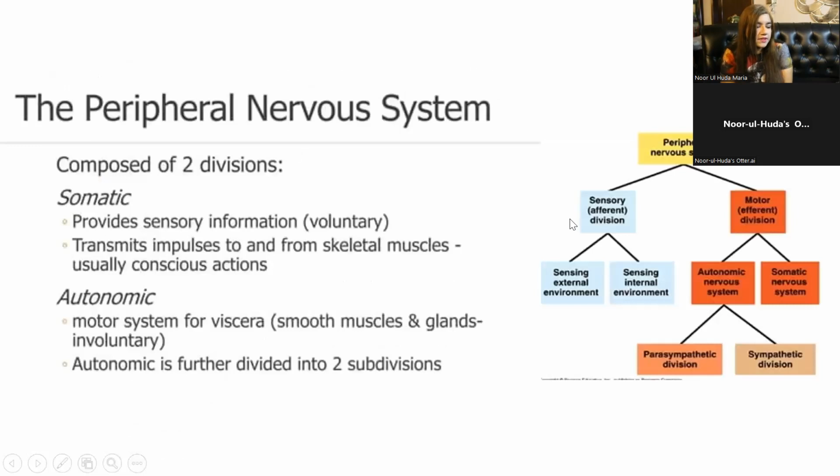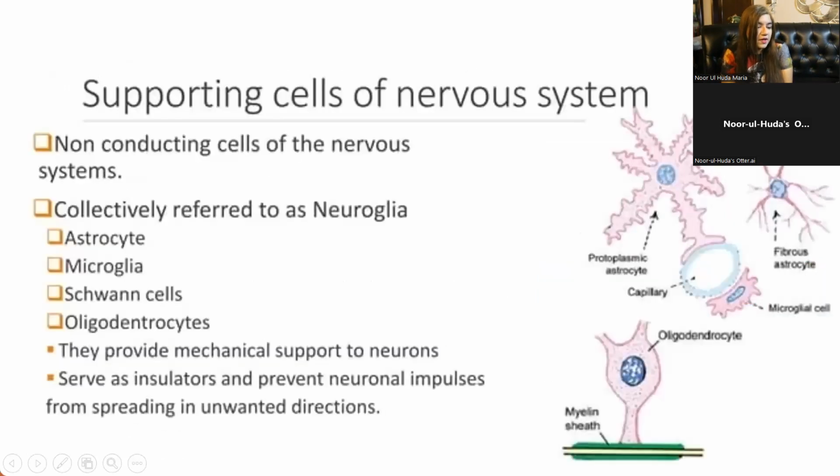The peripheral nervous system is composed of two divisions: the somatic division, which provides sensory information and voluntary control, transmitting impulses to and from the skeletal muscles, usually conscious actions, and the autonomic nervous system, which comprises the motor system for the viscera.